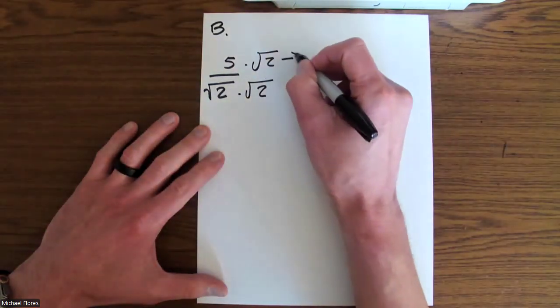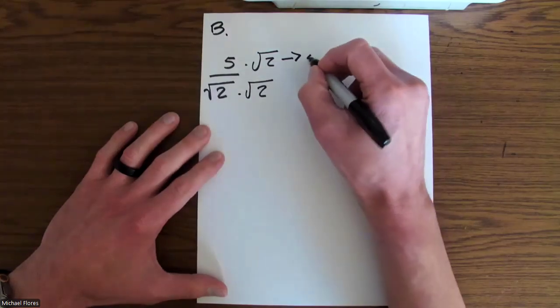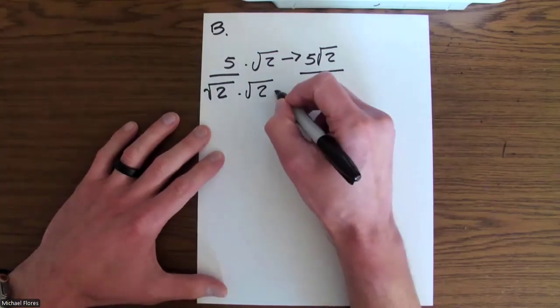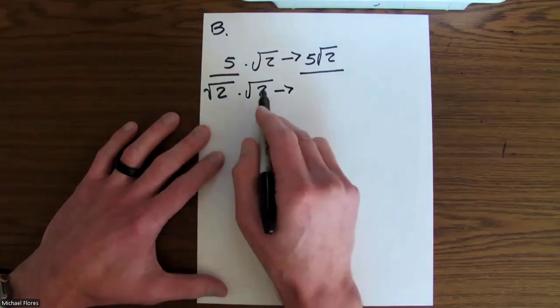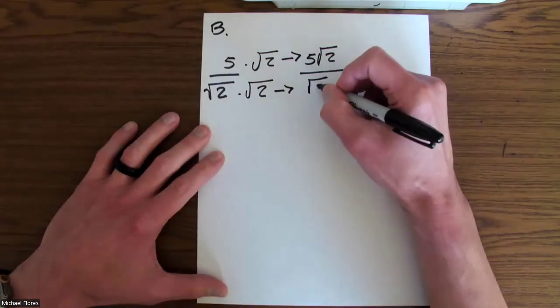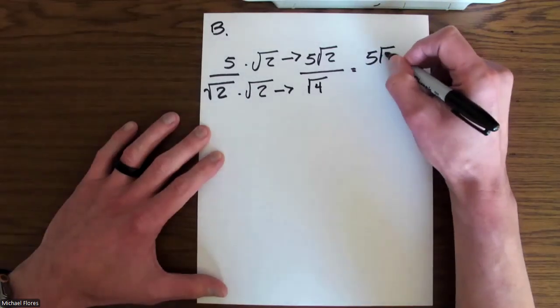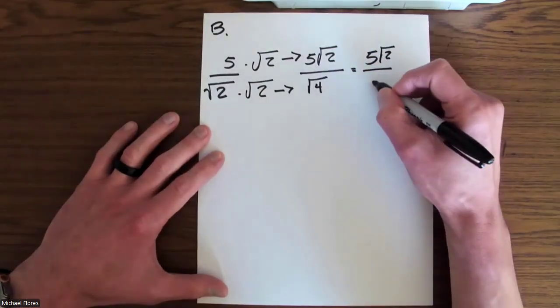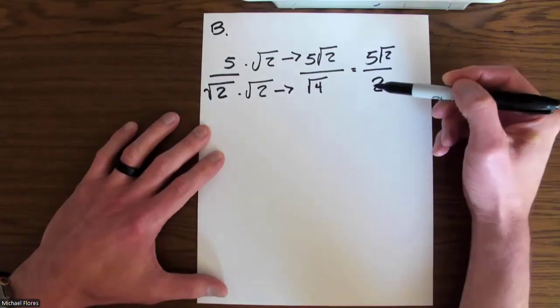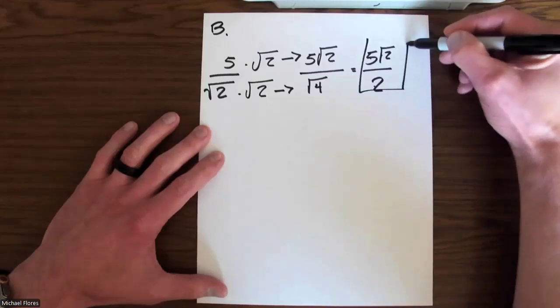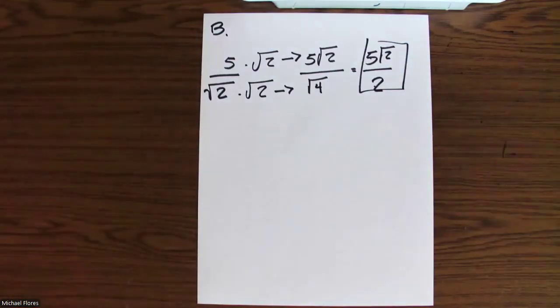And here's why. Well, 5 times root 2 is just 5 root 2 over square root of 2 times square root of 2 is square root of 4. And the square root of 4 is 2. You would then want to check and see, can these numbers reduce? They can't. That is your final answer.